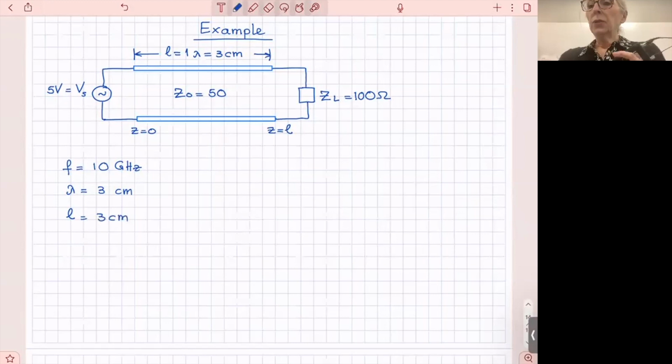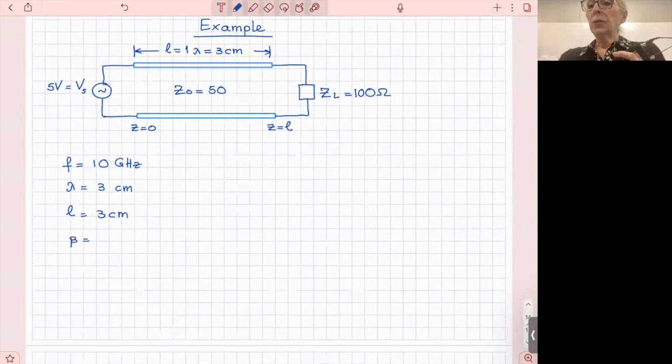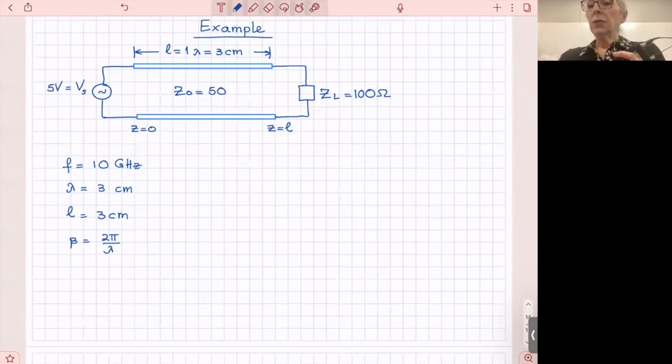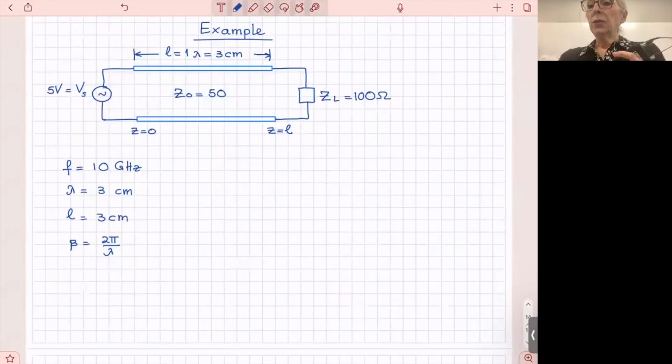What else do we know? Beta is how much? 2 pi over lambda. All right, if we know lambda, we know beta. Okay, so you do that. Then what else do we know? We know that Vs is 5 volts. And we know that ZL is 100 ohms. What else do we know? We know the voltage and the current in the general form, all right? See, this is what we know.